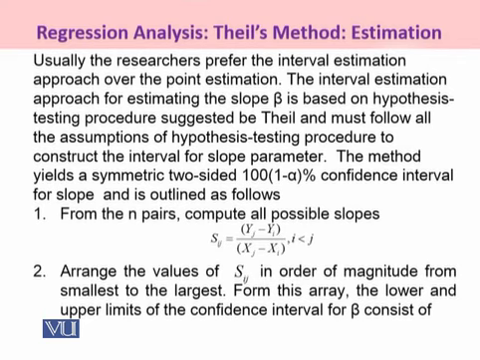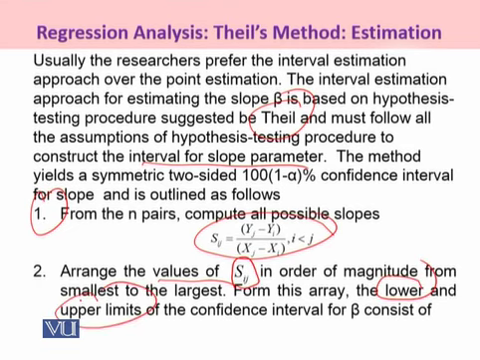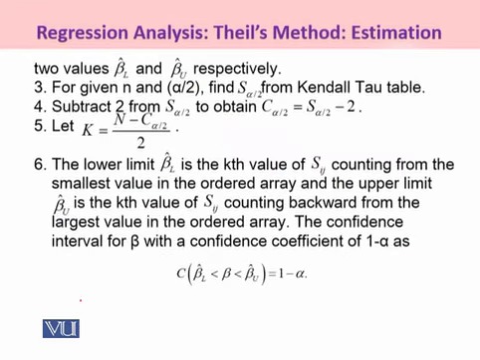The interval estimation approach for estimating the slope beta was developed by Theil, and it must follow the assumptions of the hypothesis testing procedure to construct the interval for the slope parameter. The method yields a symmetric two-sided 100 times (1 minus alpha) percent confidence interval. The first step is to calculate all possible slopes. Once we have done that, we arrange the values of Sij in order of magnitude from smallest to largest. From this array, the lower and upper limits of the confidence interval for beta will consist of two values, beta hat L and beta hat U.